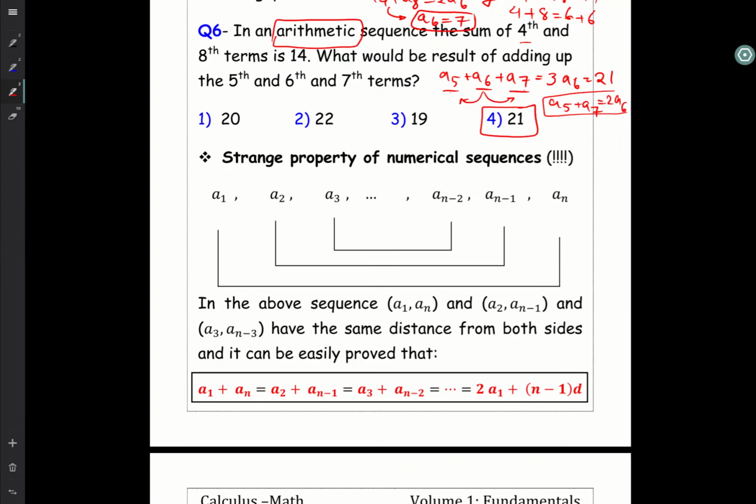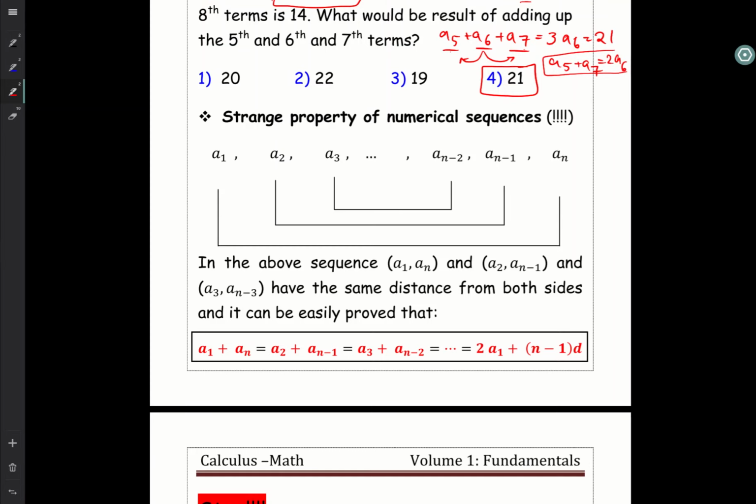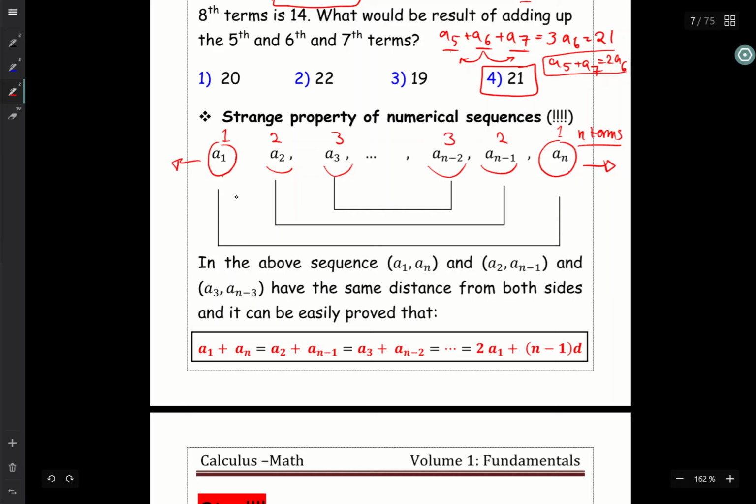So there's a strange property of these arithmetic sequences, and again, you can easily work it out in the terms that have the same distance. Let's say we have n terms in our sequence, and a1 and an have the same distance from the end. Basically, they are the first term from the beginning and from the end. a2 and an minus 1: a2 is the second term from the beginning, an minus 1 is the second term from the end. And similarly, a3 is the third term from the beginning, an minus 2 is the third term from the end.